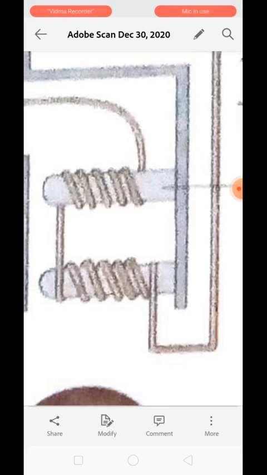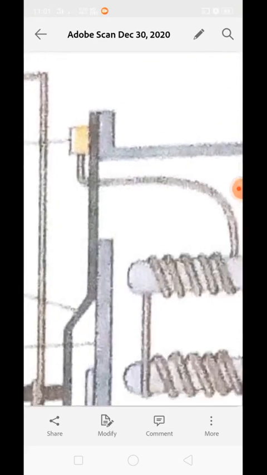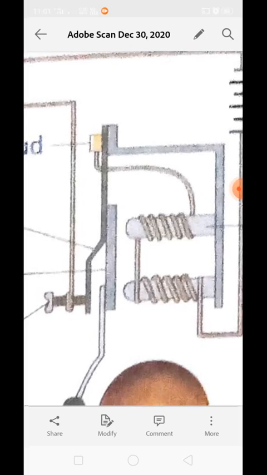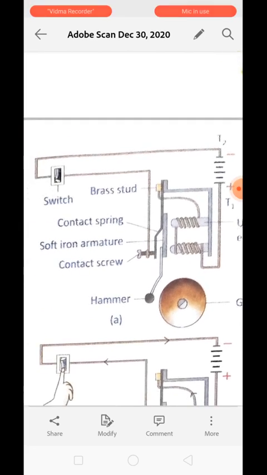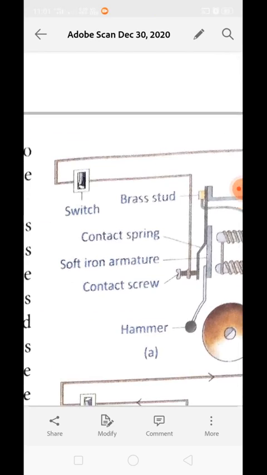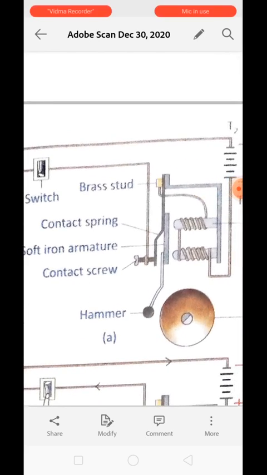The other end is connected with a brass stud. You can see over here, this is the brass stud. Whenever the current is provided by pressing the button or switching the circuit on, the current will flow and this U-shaped electromagnet will behave as a magnet. And if a substance behaves as a magnet, what will happen? The magnetic substances present in its magnetic field will get attracted toward it.